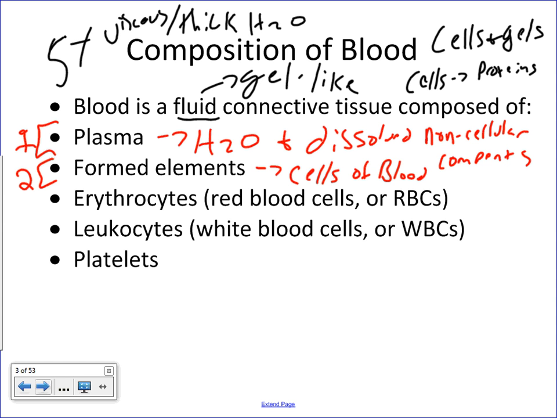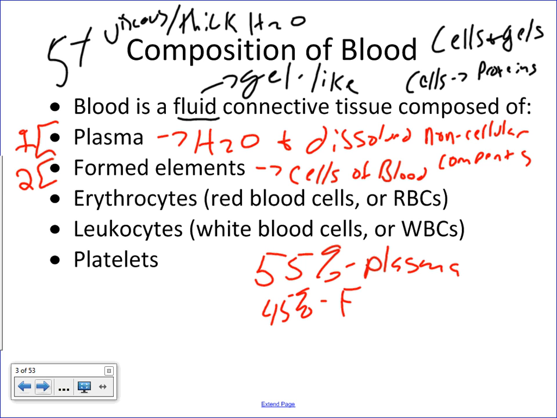So the plasma is essentially the water and the non-living, non-cellular components, and then the formed elements are the actual cells that you find circulating in blood. Bear in mind that peripheral blood is about 55% plasma and about 45% formed elements, which I'm just going to abbreviate. So blood is primarily composed of plasma with a lot of cells mixed in there as well.